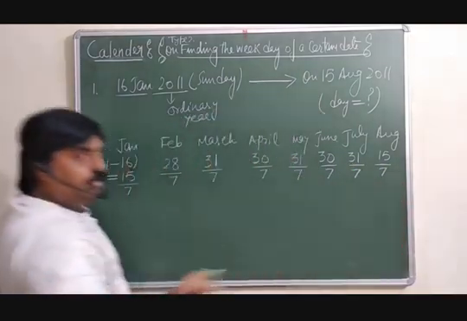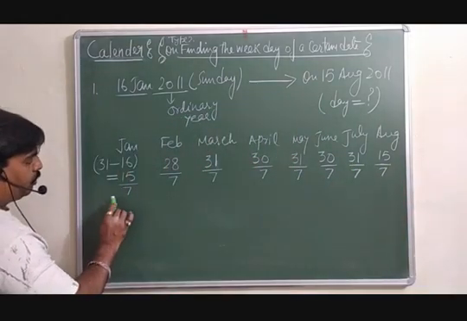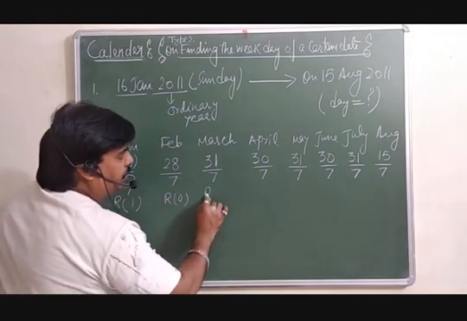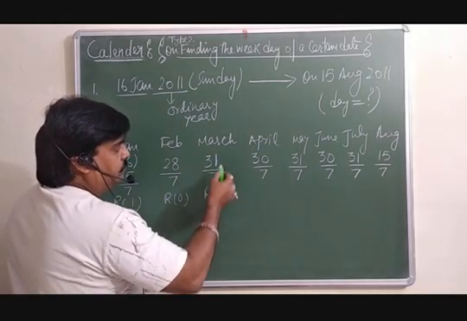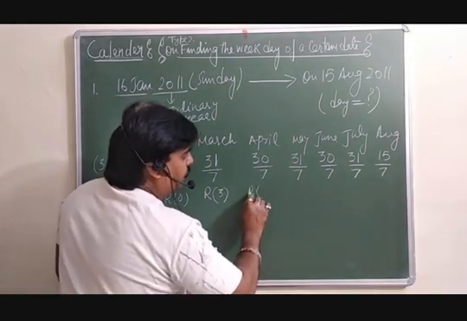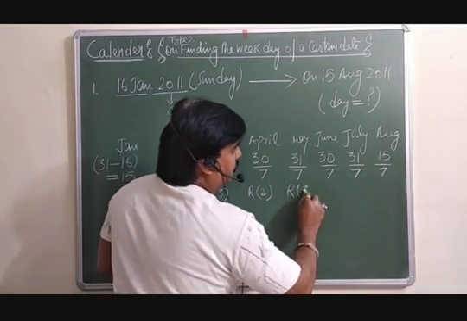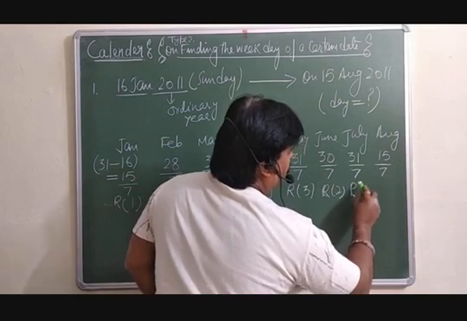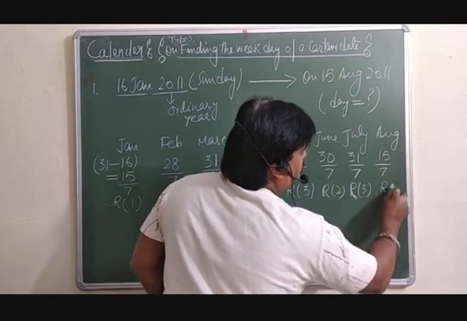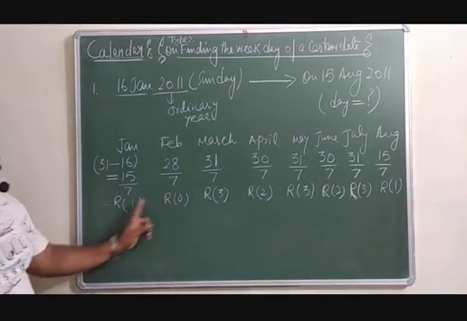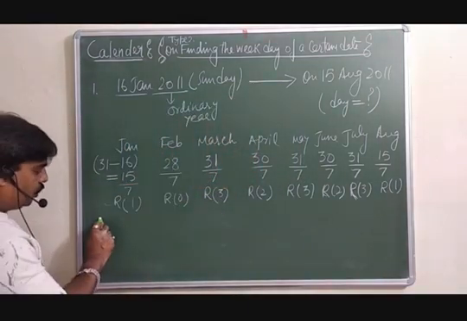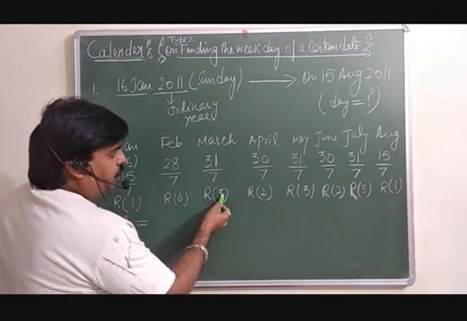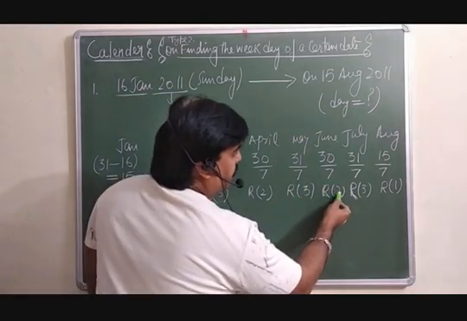And write down their remainders. Just the remainder. What will your remainder be here? 1. Here the remainder will be 0. Here the remainder will be 3. Here it will be 2. Here it will be 3. Then 2. Sorry, here 3. And here the remainder will be 1. So these are your remainders. Just do the total of these remainders. See, 1, 0, 1. Then this is 4. 4 and 5, 9. 10, 11.